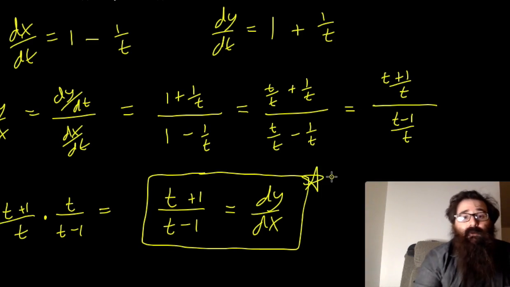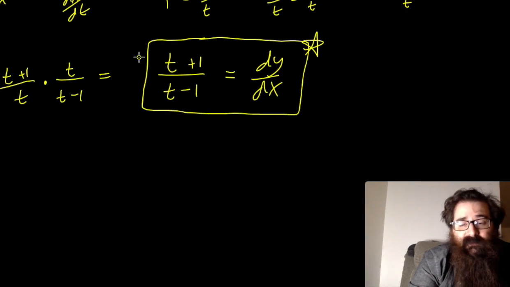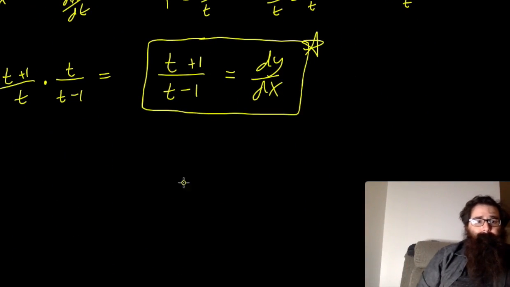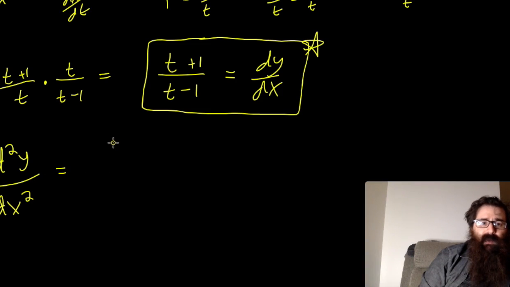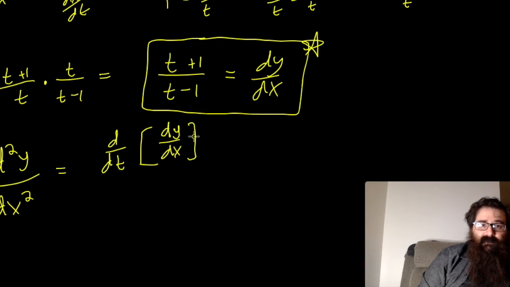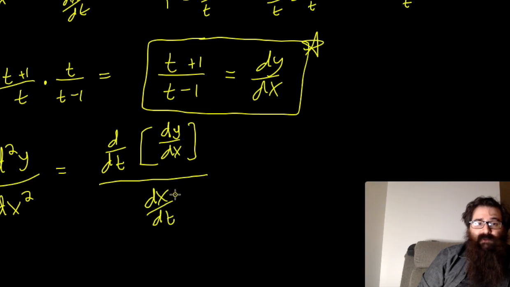Now from here, the question asks me to find the second order derivative. Let's talk about second order derivatives. So if I want to find the second order derivative of y with respect to x twice, the way I would want to do this is I would want to find the derivative with respect to t of dy/dx. And I think that makes sense. We think of a second order derivative, we think find the derivative and then differentiate again, but there's a bit more. I want to then take this result and divide it by dx/dt, whatever that was originally.